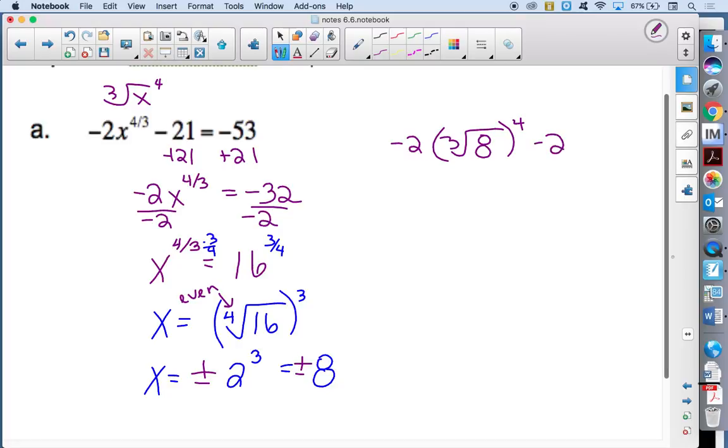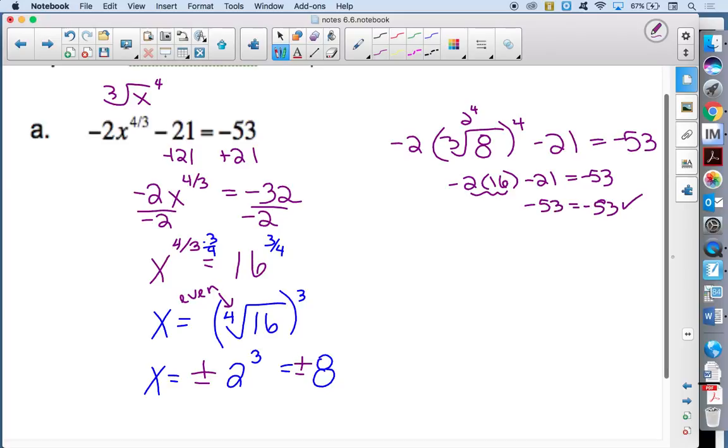Then there's a -21. Our goal is to see, does that equal -53? So starting with the cube root. Ethan, do you know what the cube root of 8 is? 2. And then, Ethan, 2 to the 4th is? 2 times 2 is 4. 4 times 2 is 8. 8 times 2 is 16. Perfect. 16. So -2 times 16 minus 21. Does that equal -53? Yes. So this is -32 minus 21 makes -53.